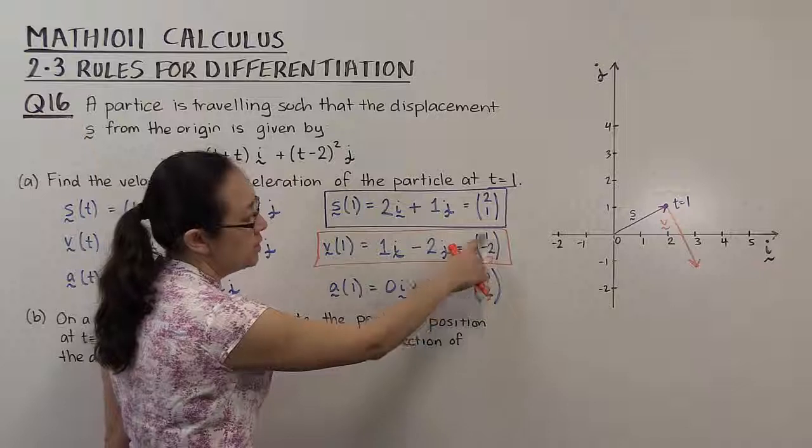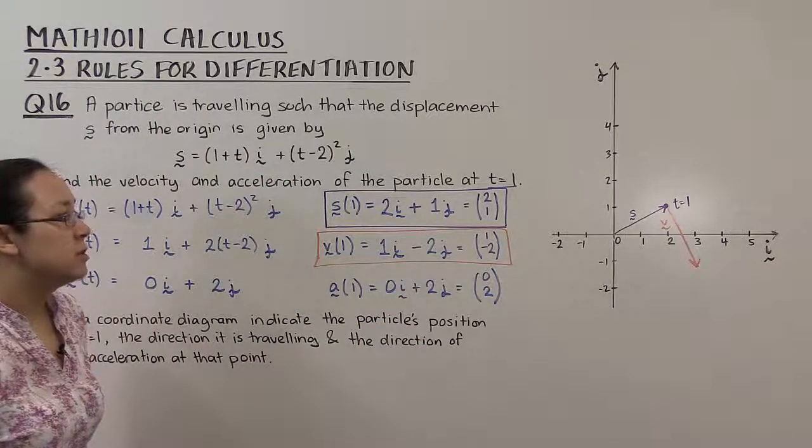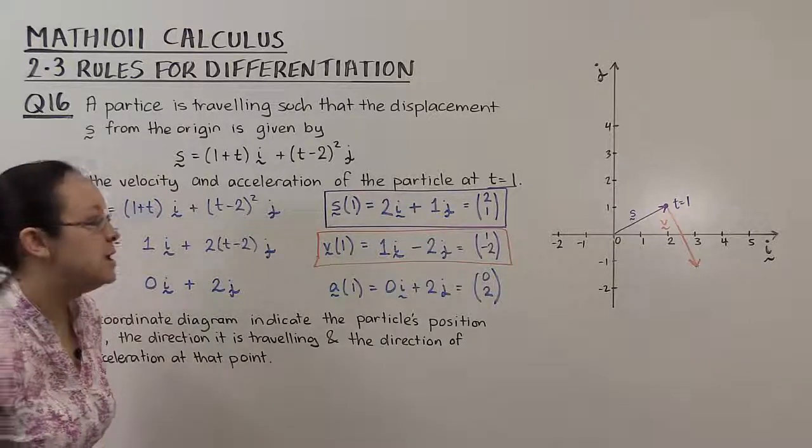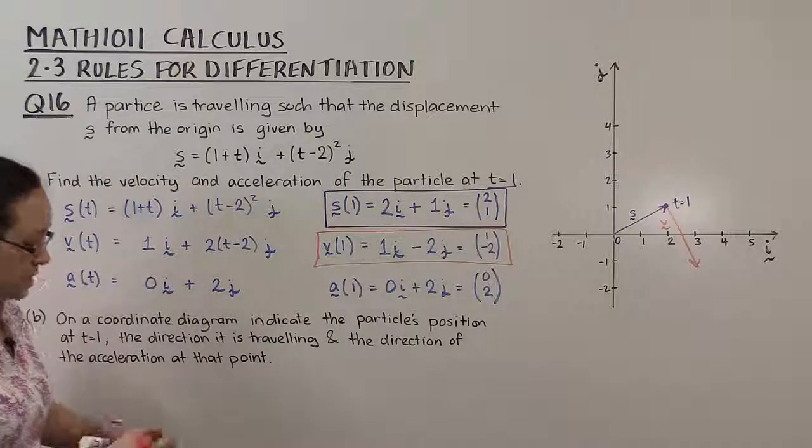So the speed would be the square root of 1 squared plus minus 2 squared. So actually it's travelling at square root of 5 meters per second, say, but it's travelling in this direction here. So that's its velocity at t equals 1.